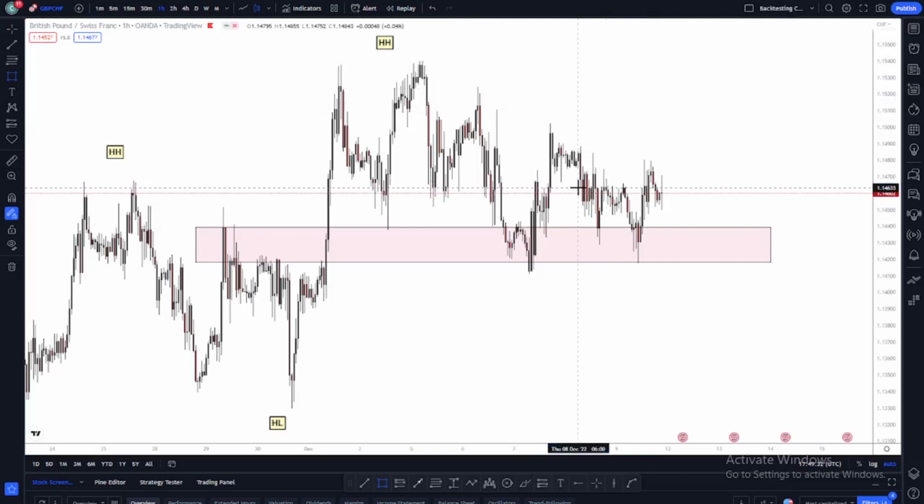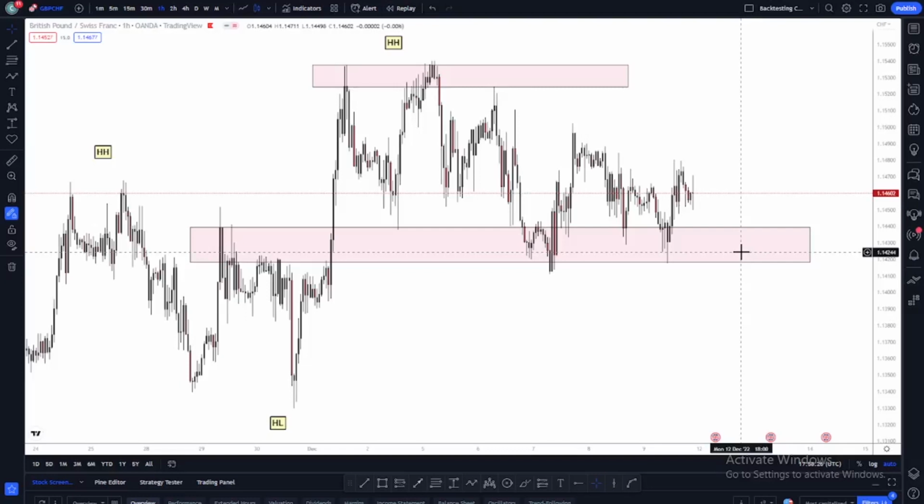So the fact that this resistance right here is in confluence with our Fibonacci level doesn't mean price must always retrace to that level before going up. Okay, you don't tell price what to do. You just flow with the market. Do you get me? Good.